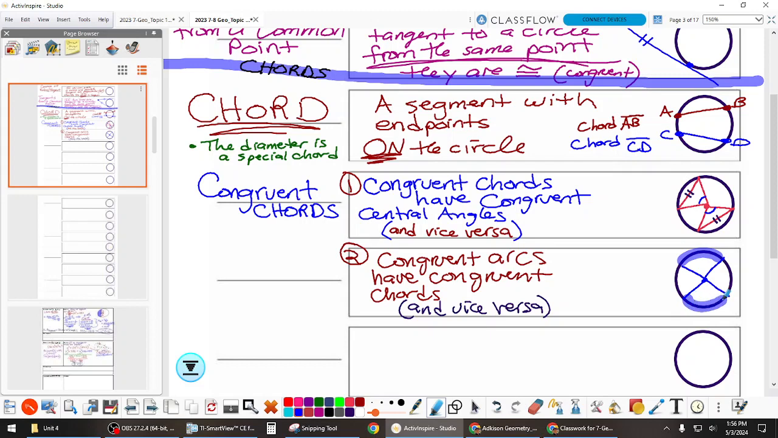This time we're comparing the arcs to the chords. So mark the chords congruent between the two points. Also mark the arcs congruent as well. Again, the chord doesn't depend on the radius, at least not what we're writing right now. So congruent arcs, congruent chords, and vice versa.